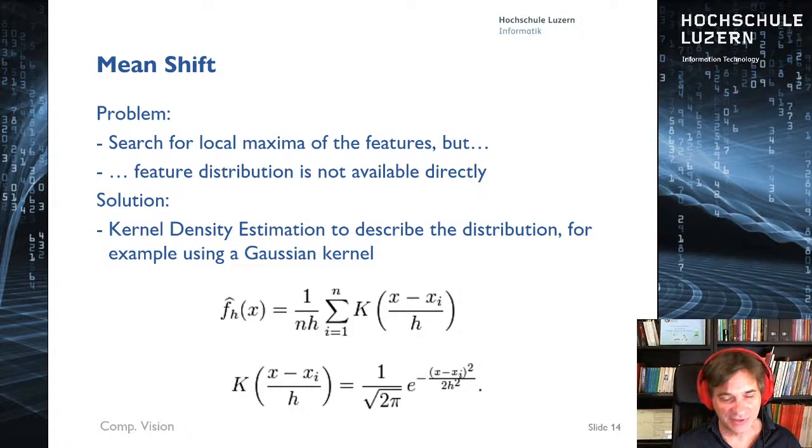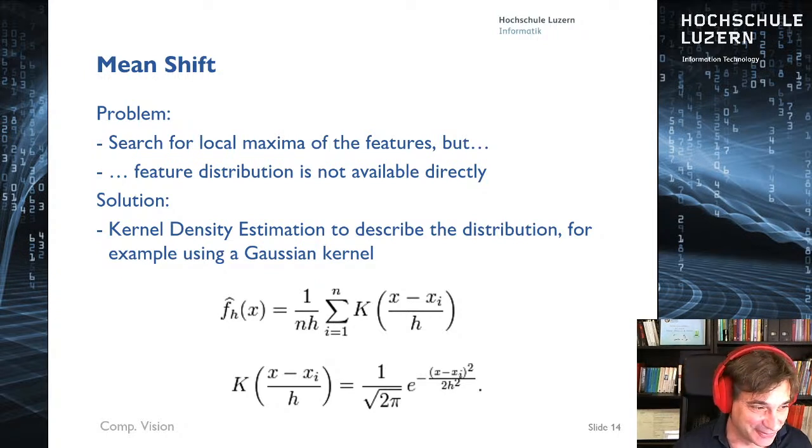So one of the problems is we would like to search for the local maxima of this feature density, but we have just given points in the feature space, and this feature distribution is not actually available directly. So how can we find a maximum then? The idea here is to apply something called a kernel density estimation to describe the distribution. It looks very complicated from the formula here, but it's actually not that bad at all.